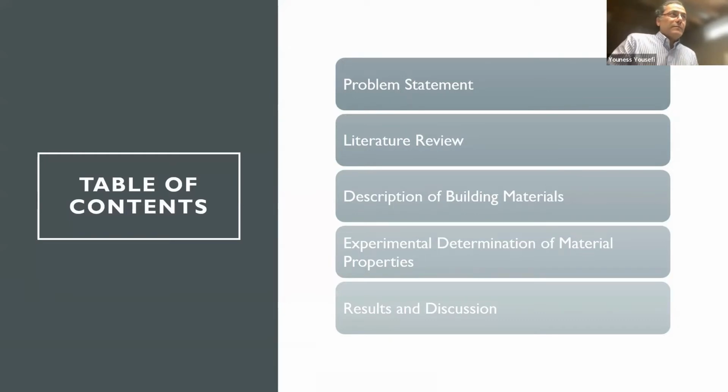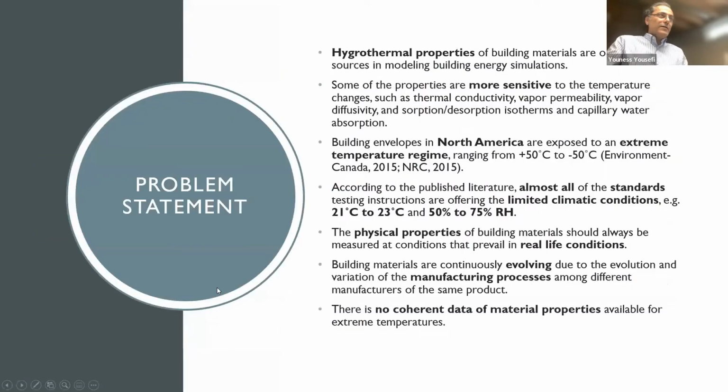So I'm going to go over the whole content. I just want to go fast through the presentation, as I have many slides. I'm going to cover, starting from the problem statement, the literature review, then the building materials, the list of them, the experimental procedure, and the results and discussions. So I'm going to start with the problem statement.